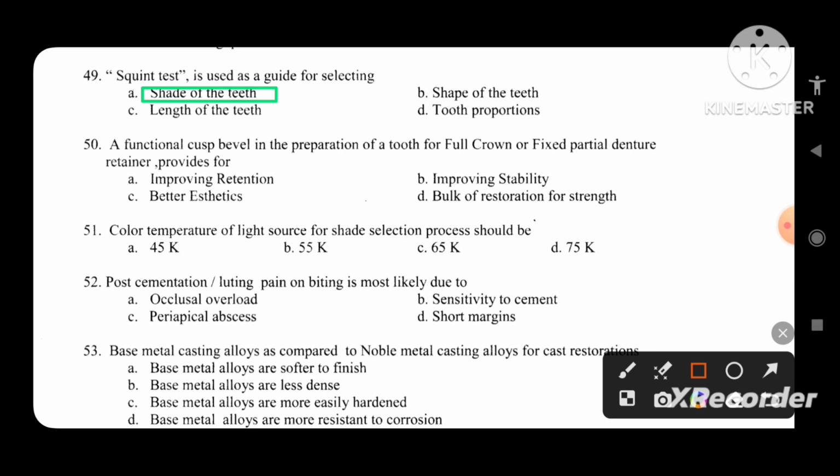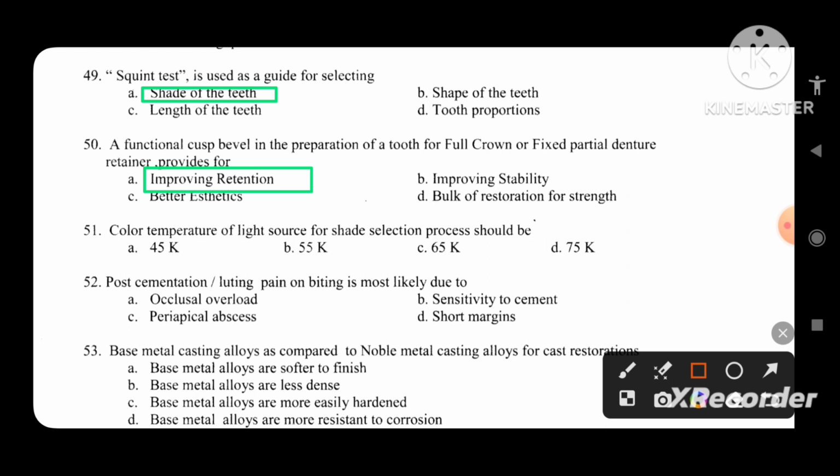A functional cusp bevel in the preparation of a tooth for full crown or fixed partial denture retainer provides for. Options are improving retention, improving stability, better aesthetics or bulk of restoration for strength. And the correct answer is improving retention. Okay. Functional cusp bevel in the preparation of a tooth for full crown or fixed partial denture retainer provides for improving retention.